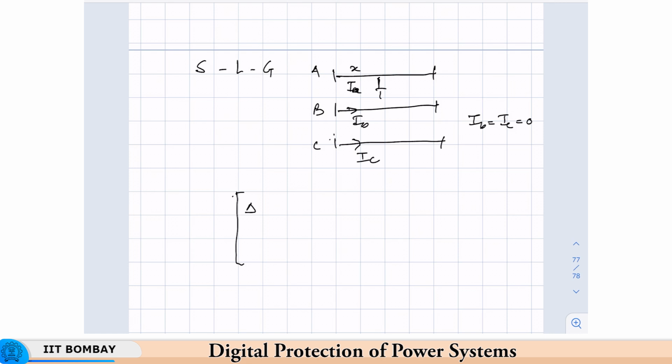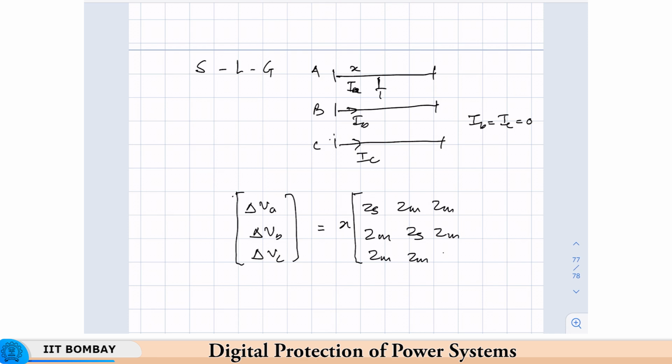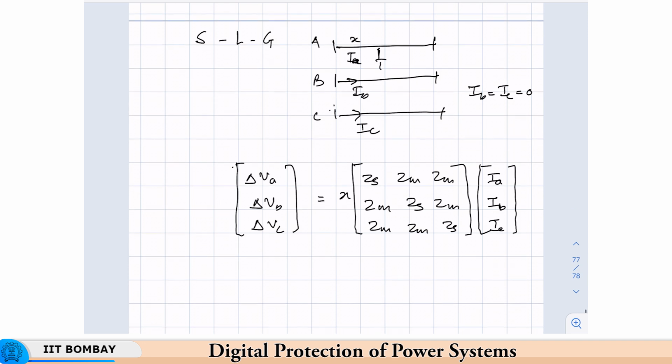Okay. Now IB and IC are 0, so that leaves us with, and also VF is 0 here because it's a solid fault, so that leaves us with only one equation. The first equation here, we will get VA minus 0 in this case. VF, I'll write for the sake of completeness, is equal to X ZS IA plus 0. Okay. So VA is equal to X ZS IA.